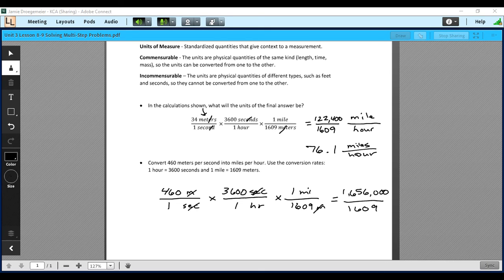So 1,656,000 divided by 1,609, and we get 1,029.2 if we round it, and again, that's miles per hour. So that would be our equivalent speed in miles per hour if we were going 460 meters per second, whatever we were measuring there. All right, and that's how we can convert between those different units, solving multi-step problems.